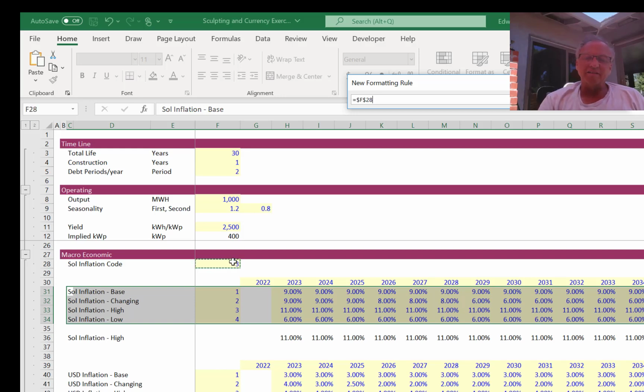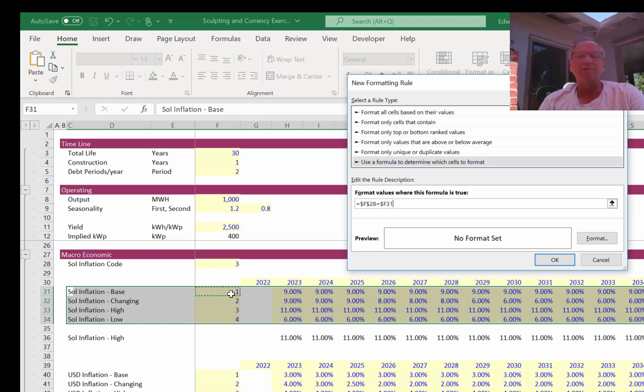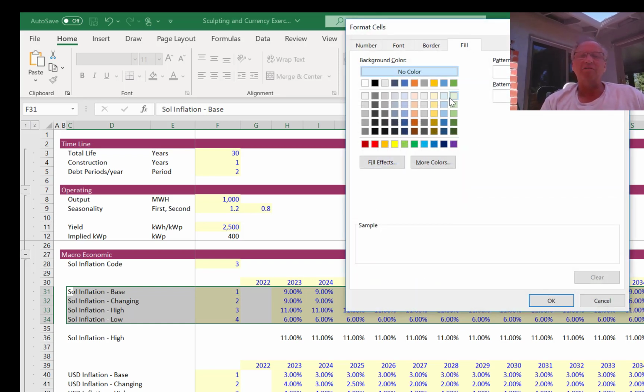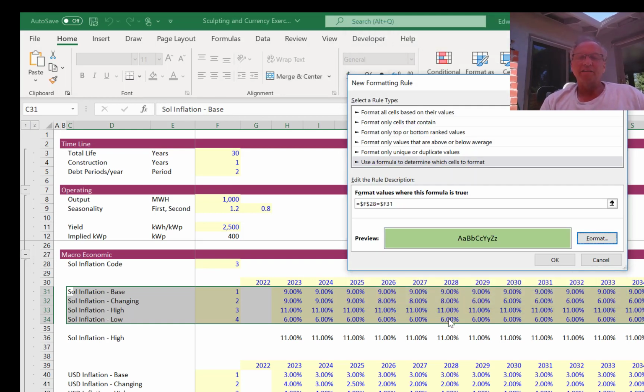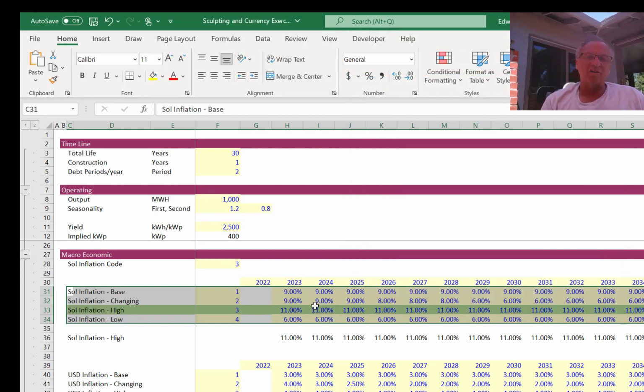You put this in and you make it equal to this one. And then you press F4 so it doesn't keep it on the row, but it keeps it on the column. And then you put some format in really quickly. And I'm going to make it green. How about a little darker green? And then I can show which scenario I picked.